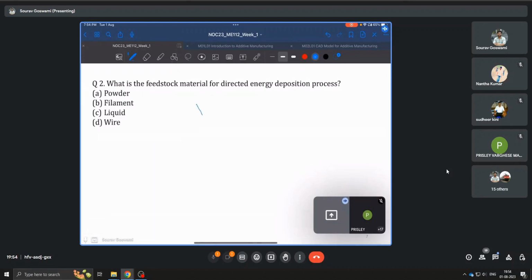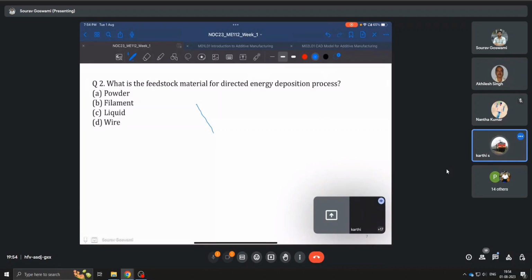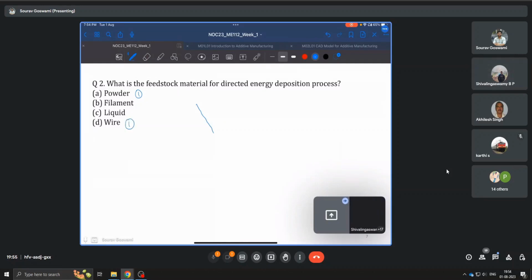So I think the most common, yeah, is someone answering? Karthik? Sir, wire method? Sorry, could you please repeat? Usually powder. Okay, yeah, so I have a vote for powder. Anyone saying filament? So I think it is answer D, wire. Okay, I have a vote for wire. Anyone saying filament? No. Anyone saying liquid? No. Someone mentioned powder.